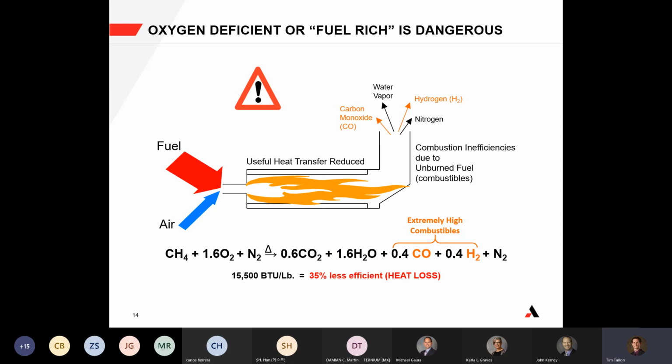Now, the opposite case would be a fuel-rich condition, in which case not all of the carbon monoxide is converted to carbon dioxide. Not all of the methane is fully combusted. As a result, you have extremely high levels of combustibles, which is dangerous if the process is not designed for reducing conditions, but it's also less efficient, in this case 35% less efficient compared to the previous cases. So it's important that we operate within a safe window so that we can maintain the efficiency of our heater, boiler, thermal oxidizer, or fired equipment.